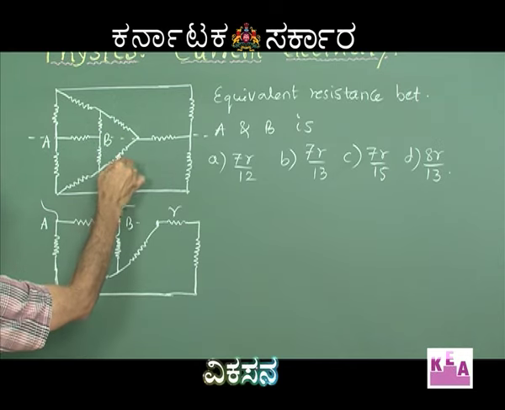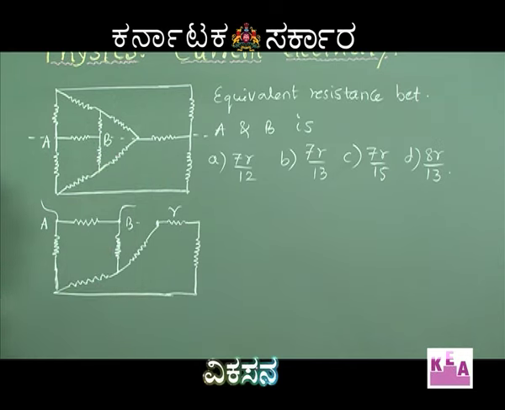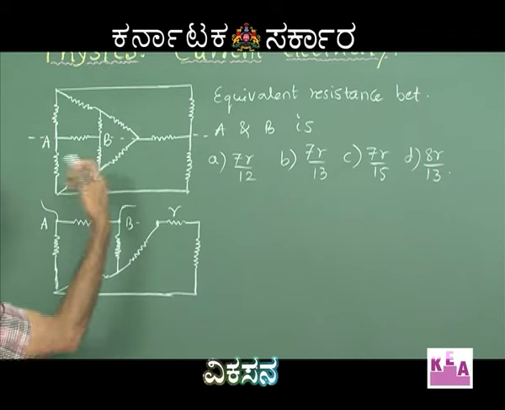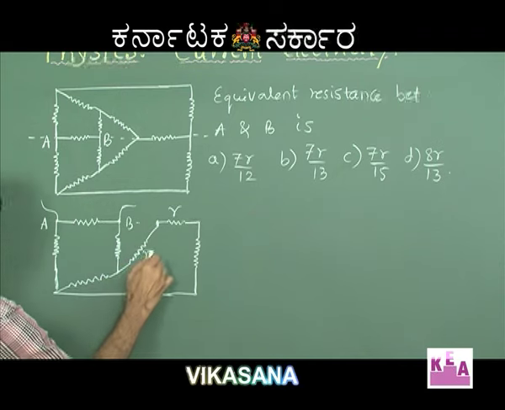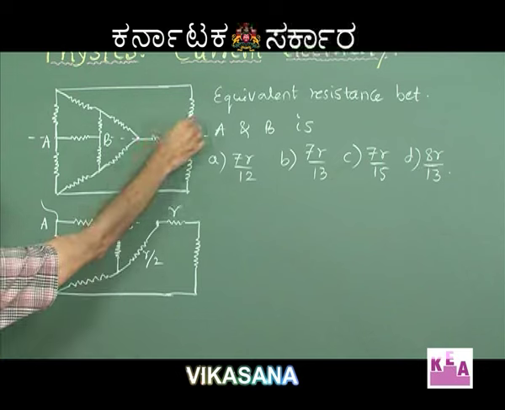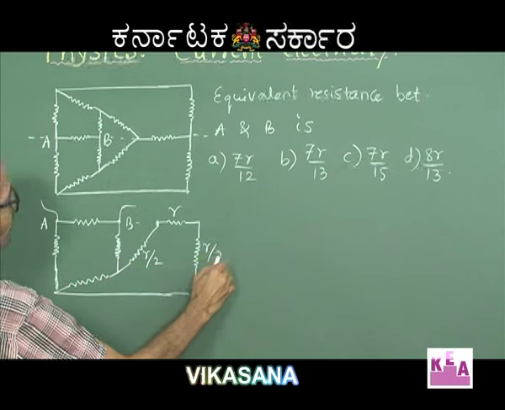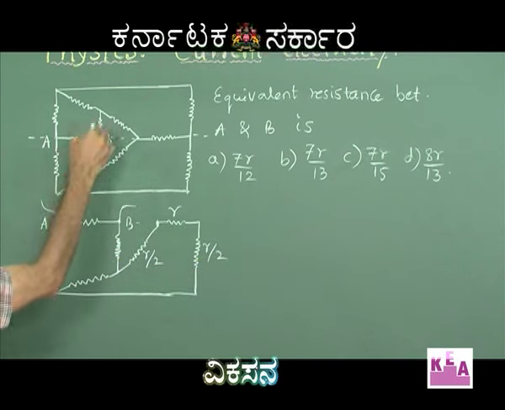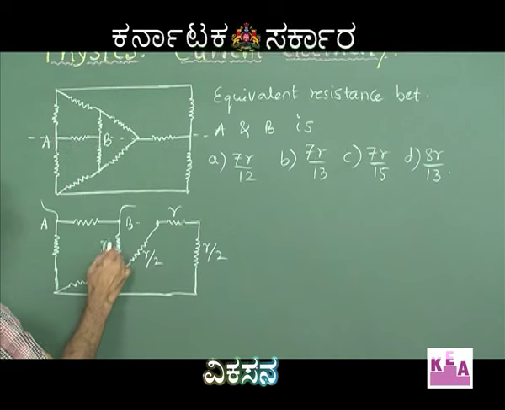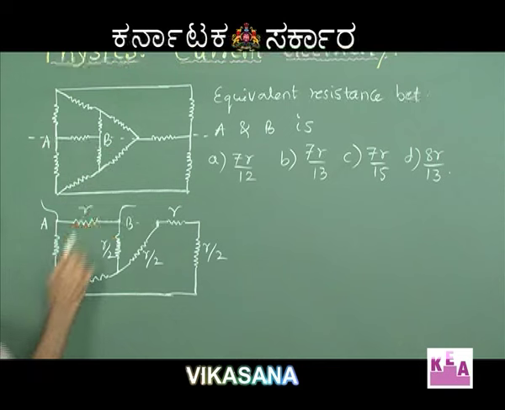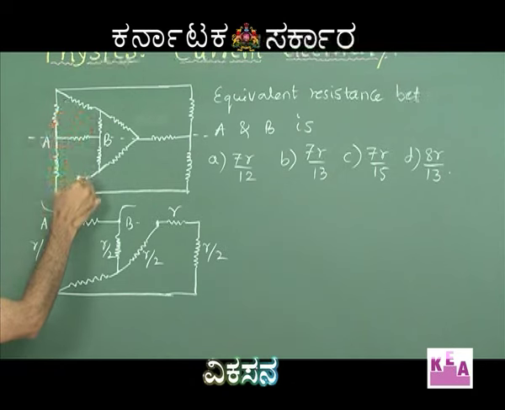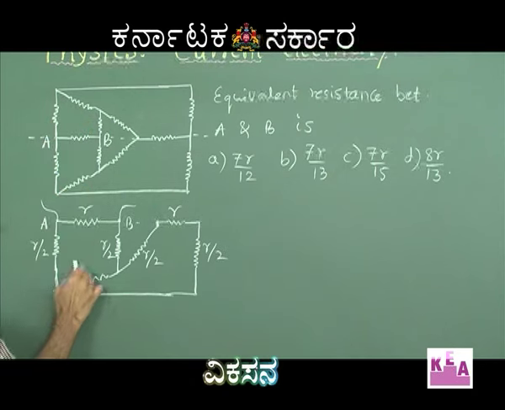This resistance and this resistance have overlapped, and I suggested you to take the overlapping resistances to be in parallel, so this has become R by 2. This has overlapped with this, so this has also become R by 2. This has overlapped with this, so this has become R by 2. This has still remained as it is, so R. This has overlapped with this, resulting into an R by 2 here, and this has finally overlapped with this, making this resistance also R by 2.